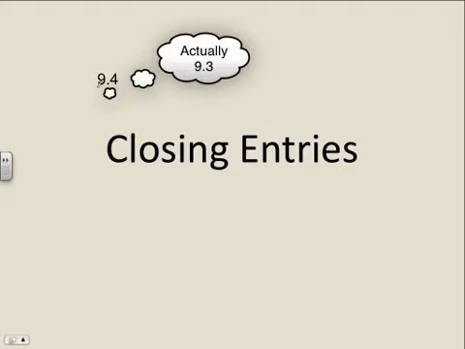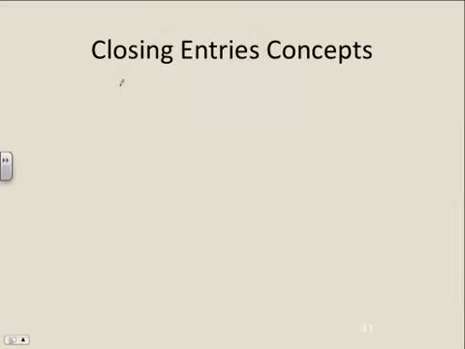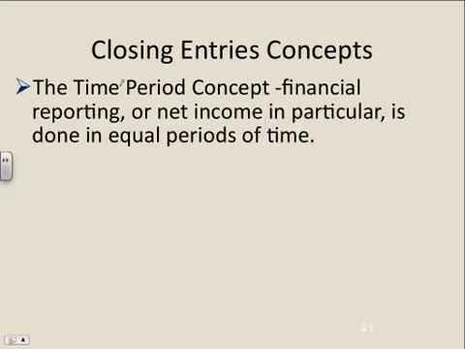We are on 9.4, closing entries. So closing entries are also something we need to do. It's one of the last steps we do at the end of the accounting cycle. The time period concept is one of the GAAP concepts that we talked about already. It means that financial reporting, that means preparing your financial statements, or net income in particular, that's what we're after, is done in equal periods of time, which is fiscal periods. So either we look at it quarterly, monthly, but most often we prepare financial statements after 1 year.